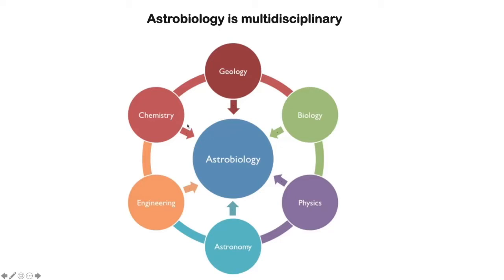One of the main things about astrobiology is that it is a very multidisciplinary science. There is no one science that can answer all of the questions of astrobiology. We must combine elements from many sciences, mostly from astronomy and biology, but other fields also, such as geology, chemistry, engineering, physics, mathematics, also play a role. So let's see this multidisciplinarity.